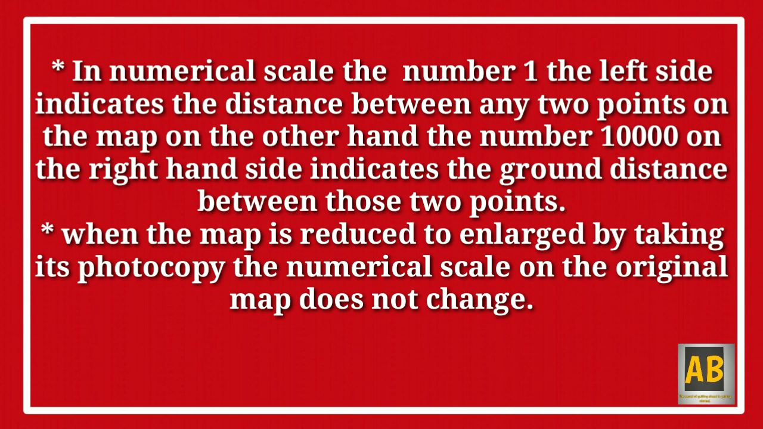In numerical scale, number 1 on the left hand side indicates the distance between any 2 points on a map. On the other hand, the number 10,000 on the right side indicates the ground distance between those 2 points. When the map is reduced or enlarged by taking photocopy, the numerical scale on the original map does not change.